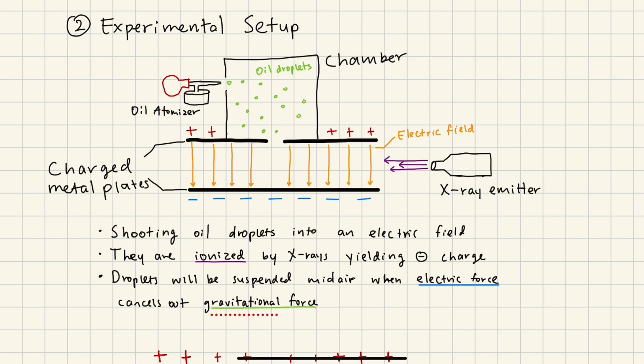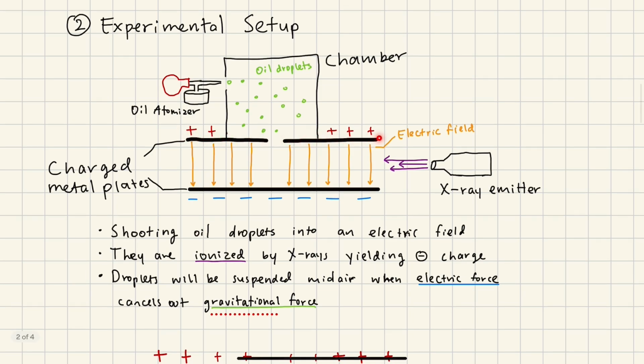The oil droplets then would fall down because of gravity through this small opening into a second chamber that's made up of two metal plates. So the top plate, as I've indicated here, is positively charged, and the bottom plate is negatively charged, which creates an electric field between them, and that's going to be really important later.